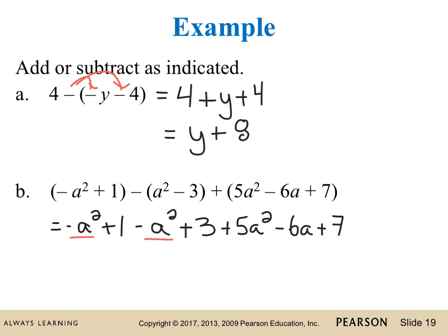So negative a squared, and 5a squared gives me 3a squared. Then my a term comes next, so minus 6a, and then my constant terms come last. So 1 plus 3 plus 7 is 11. The last remaining topic in this section is graphs of polynomial functions, and we'll save that for another day.